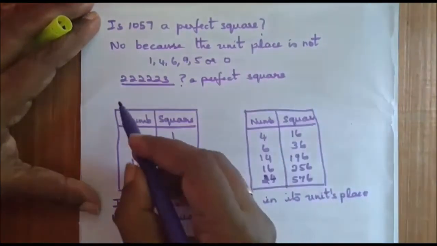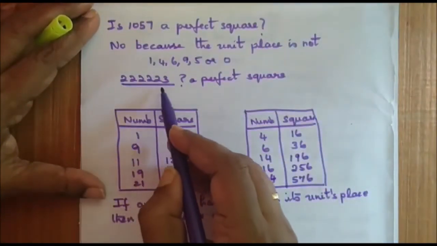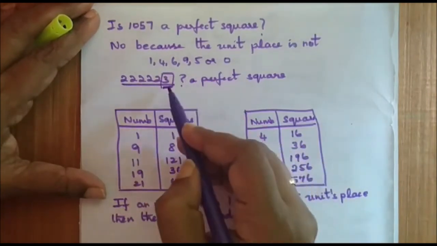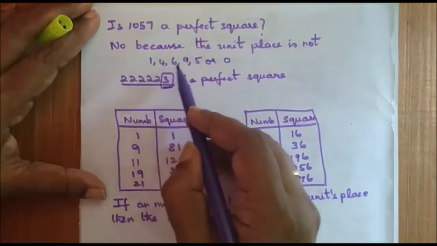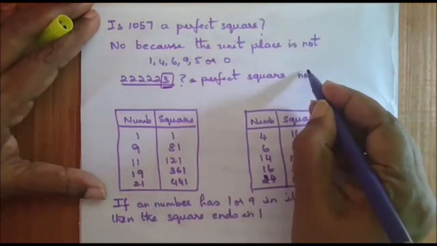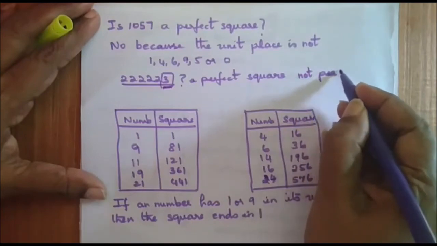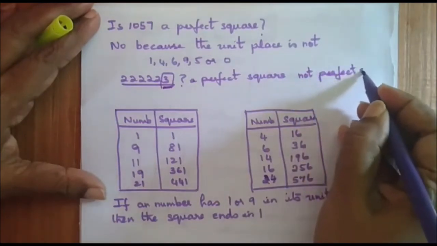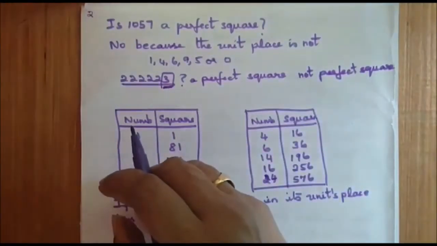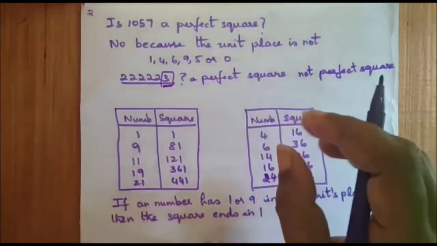Now let me take this number. What is there in the units place? In the units place I have 3. Now is 3 any one of these numbers? No. So this is not a perfect square. This number is not a perfect square. This is how we find out if a given number is a perfect square or not.